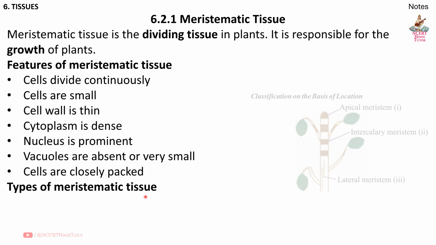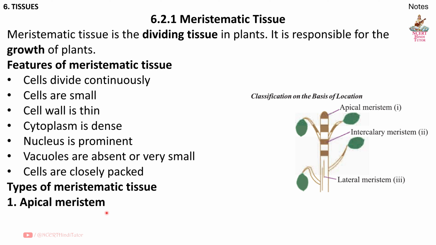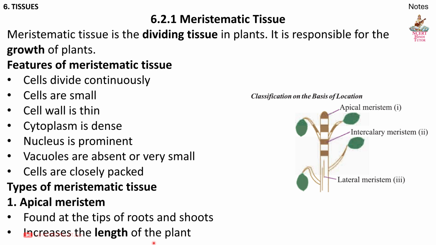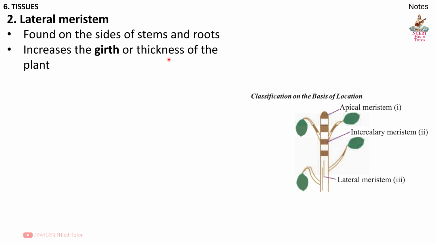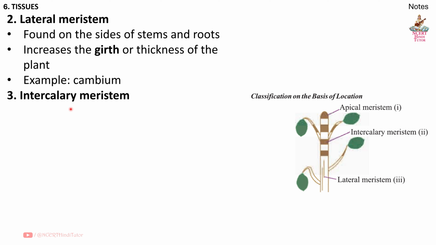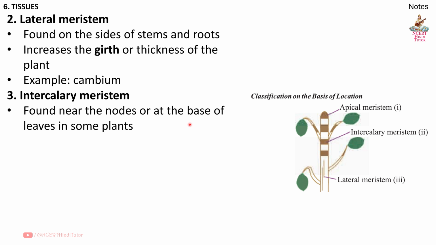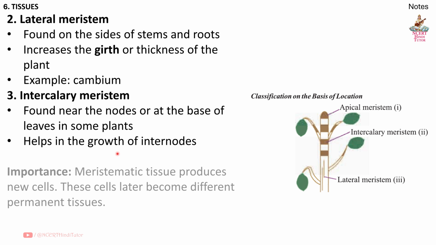Types of meristematic tissue: first, apical meristem, found at the tips of roots and shoots, like this here, increases the length of the plant. Second, lateral meristem, this one, found on the sides of stems and roots, increases the girth or thickness of the plant. Example, cambium. Third, intercalary meristem, this one, found near the nodes or at the base of leaves in some plants, helps in the growth of internodes.